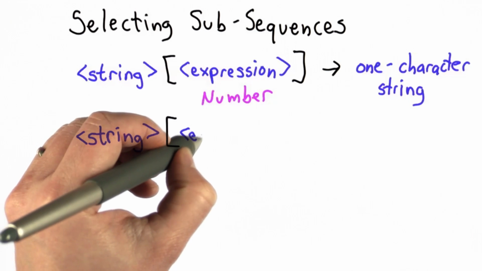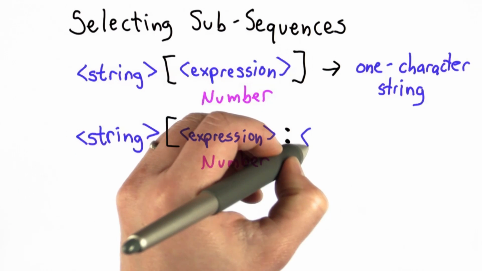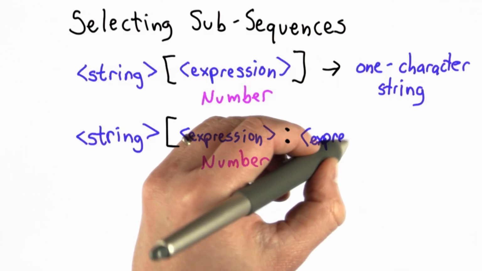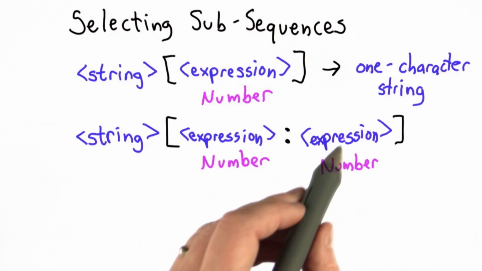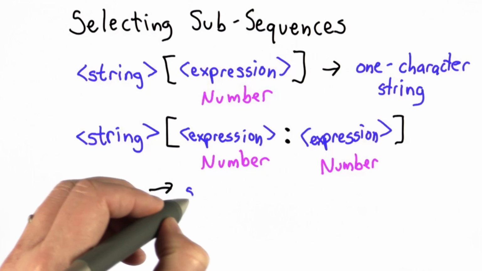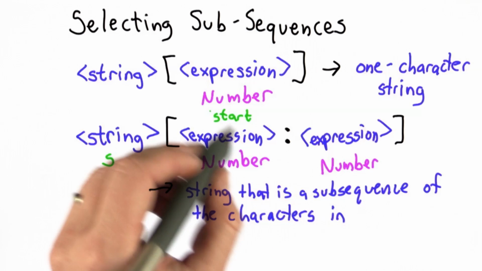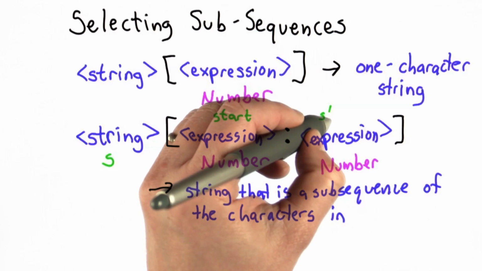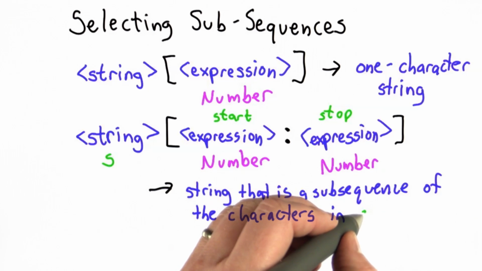Instead of just having one expression here, what we can have is an expression, which is also something that should evaluate to a number, followed by a colon, followed by another expression. Both of these expressions are numbers, and this will evaluate to a string that's a subsequence of the characters in the input string. So we'll call the string S. The value of this number we'll call start, and the value of this number we'll call stop.